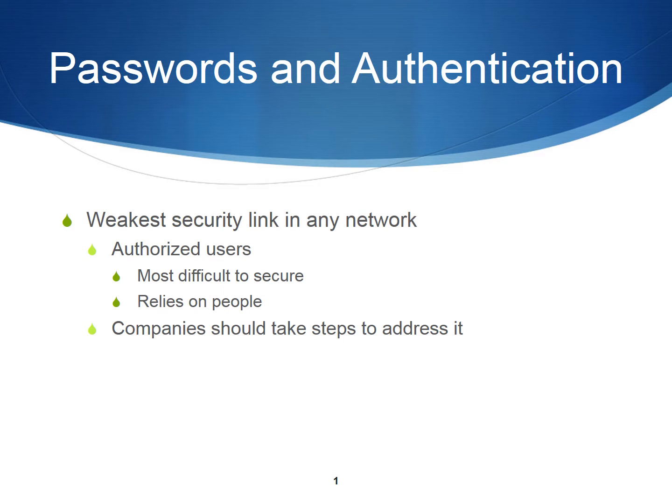Passwords and authentication. Passwords and authentication are the weakest security link in any network because authorized users are most difficult to secure, because it relies on people to be secure. This is where social engineering becomes a threat. Companies should take steps to address it.